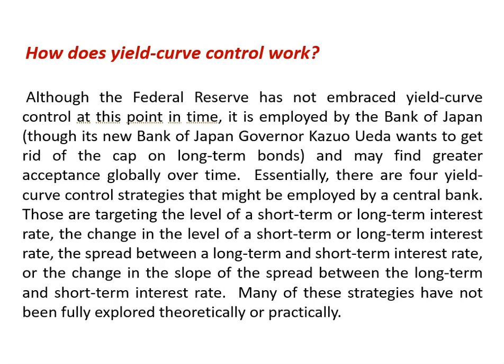Essentially, there are 4 yield curve control strategies that might be employed by a central bank. Those are targeting the level of a short-term or long-term interest rate, the change in the level of a short-term or long-term interest rate, the spread between a long-term and short-term interest rate, or the change in the slope of the spread between the long-term and short-term interest rate. Many of these strategies have not been fully explored theoretically or practically.